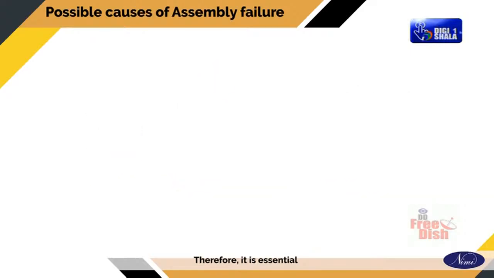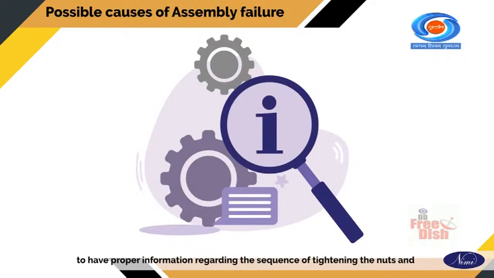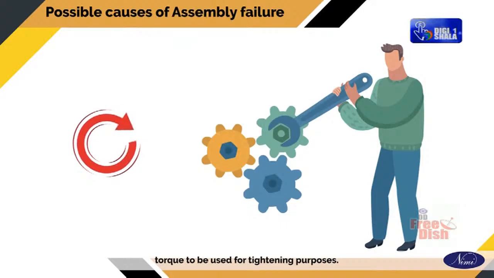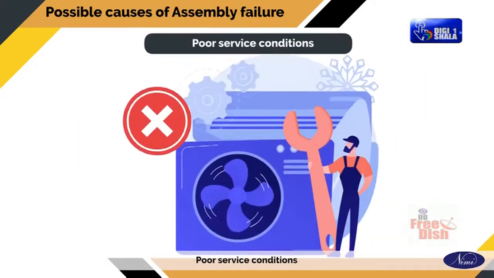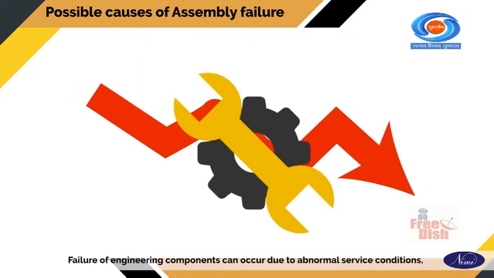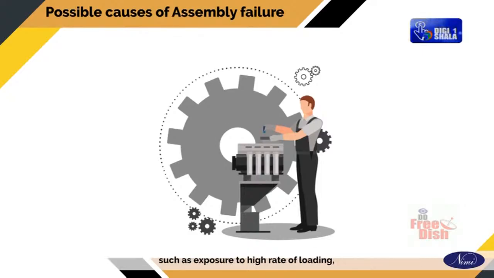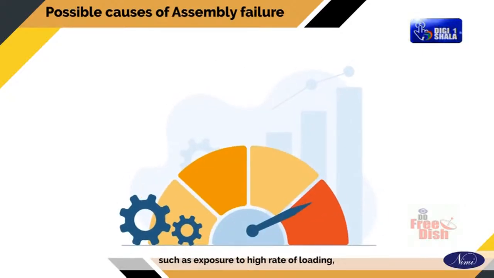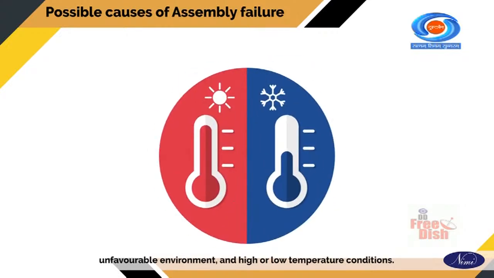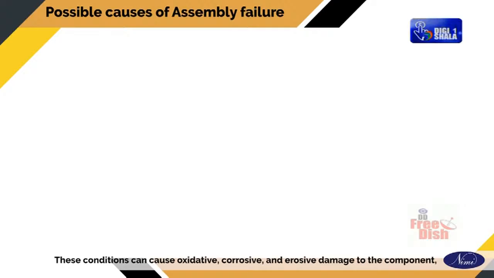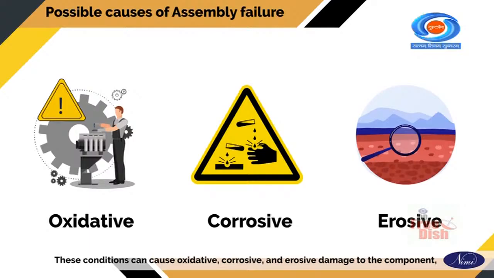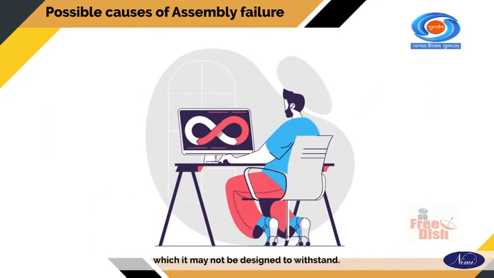Therefore, it is essential to have proper information regarding the sequence of tightening the nuts and torque to be used for tightening purposes. Poor service conditions. Failure of engineering components can occur due to abnormal service conditions such as exposure to high rate of loading, unfavorable environment and high or low temperature conditions. These conditions can cause oxidative, corrosive and erosive damage to the component which it may not be designed to withstand.